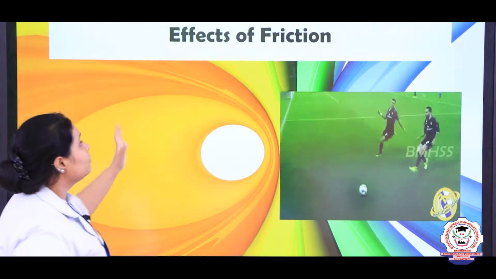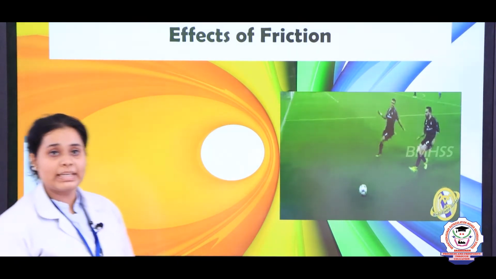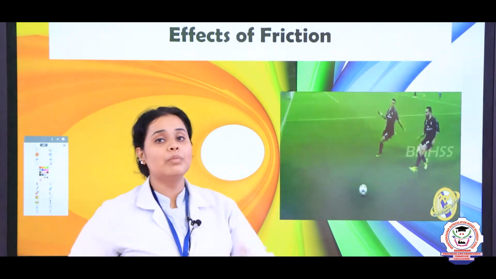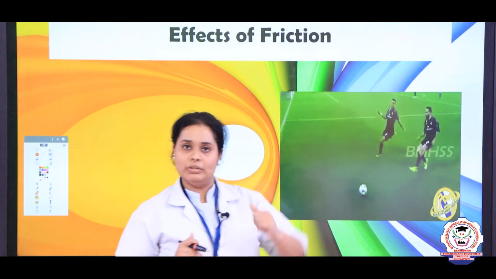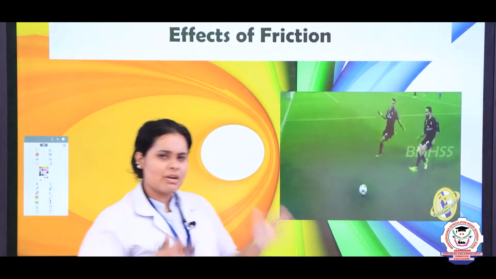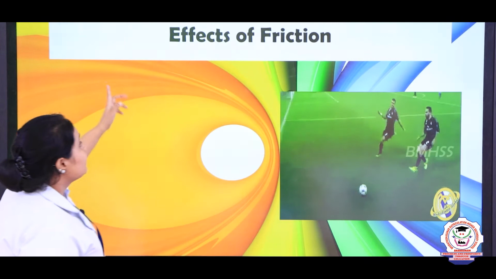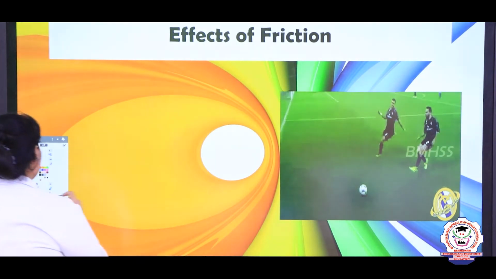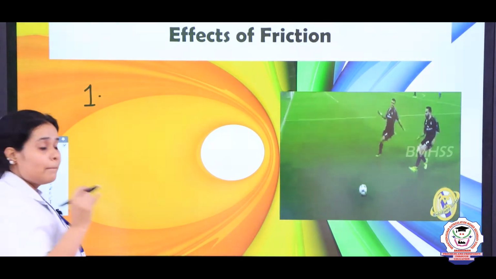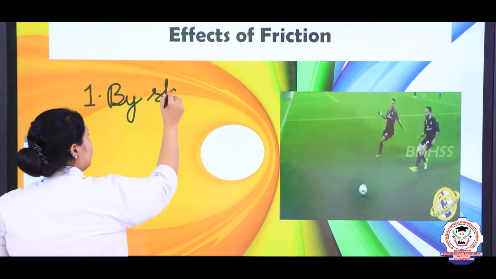Now let's see what the main effects of friction are. First of all, due to the process of friction, you can stop the movement of an object. For example, footballers: the ball is moving that side and you want to stop it. You will run over to that place and try to stop it with your leg, right? So one effect of friction is stopping, by opposing the motion.